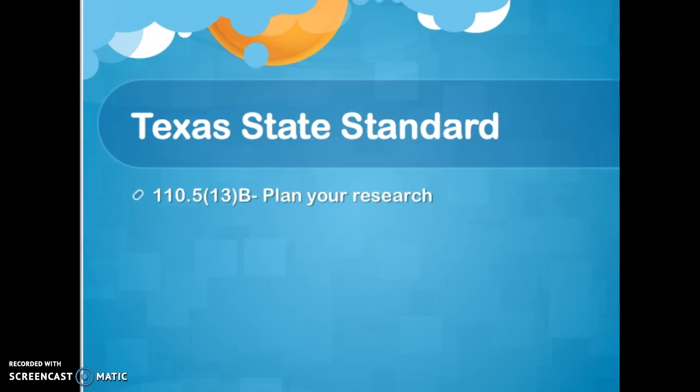According to TEKS, the Texas State Standard, 110.513b, you should be able to plan your research. According to the TEKS, you should be able to plan your research with the help of an adult. Lucky for you, you can use your teacher and your librarian to help you plan your research.